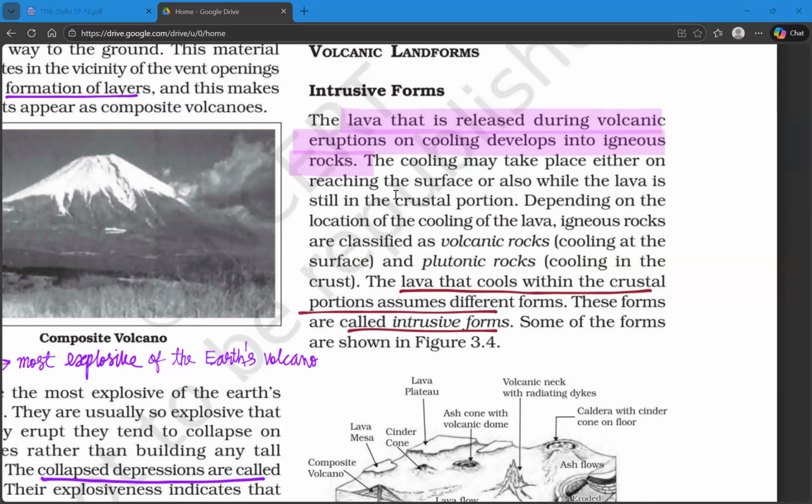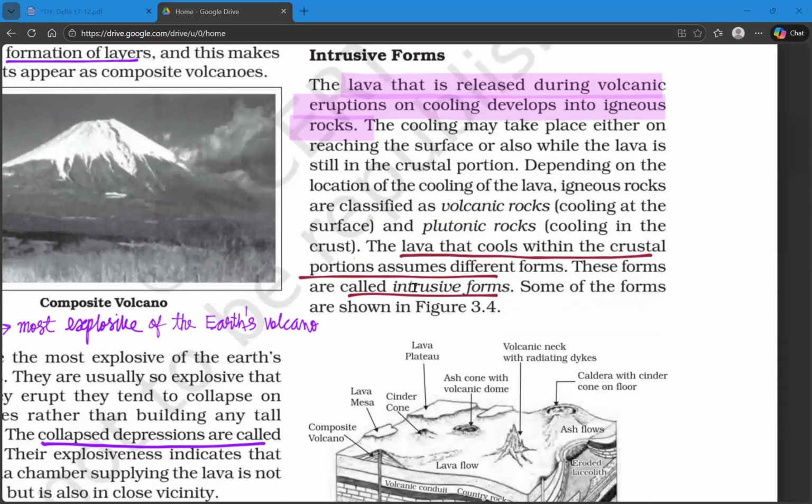The cooling may take place either on reaching the surface or also while the lava is still in the crustal portion. So when the magma is coming to reach the surface of the earth, it sometimes gets trapped in the crustal portion and gets solidified to form various intrusive forms. Depending on the location of the cooling of the lava, igneous rocks are called volcanic rocks and plutonic rocks. If the rocks are formed at the surface, they are called volcanic rocks. But if the rocks are cooled in the crust only, then they are called plutonic rocks. This is the basic difference between types of igneous rocks.